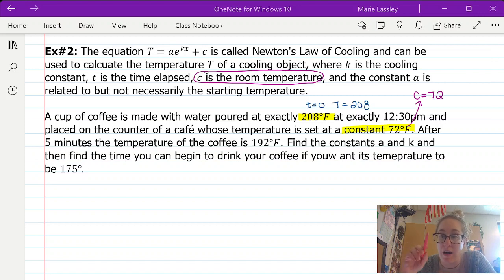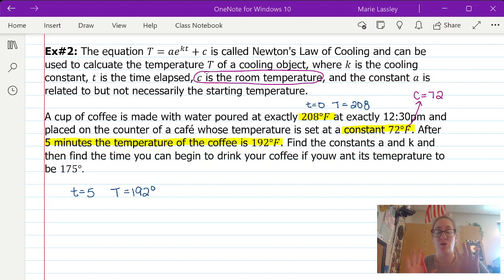Then it says after 5 minutes, the temperature of the coffee is 192 degrees Fahrenheit. So this is giving us more information. So 5 minutes, we're at 192. So this is telling us when t equals 5, capital T is 192 degrees. Find the constants A and K, and then find the time you can begin to drink your coffee if you want its temperature to be 175 degrees.